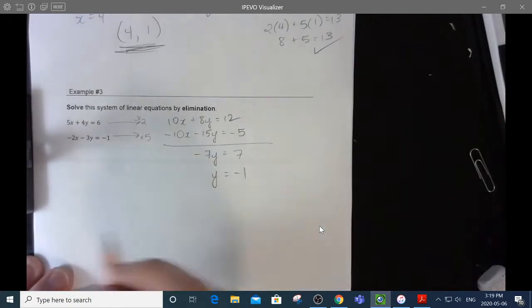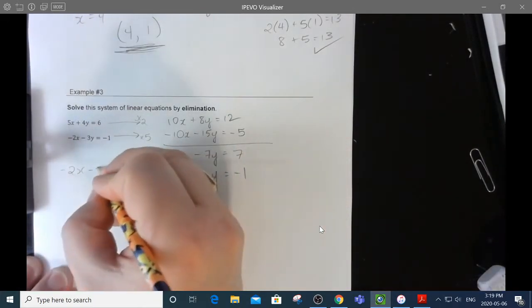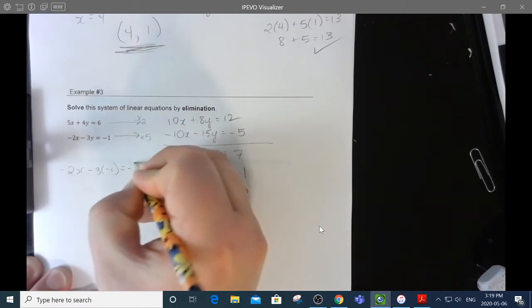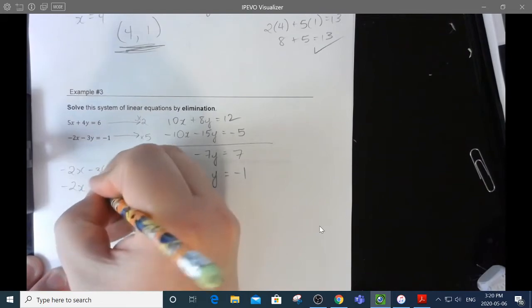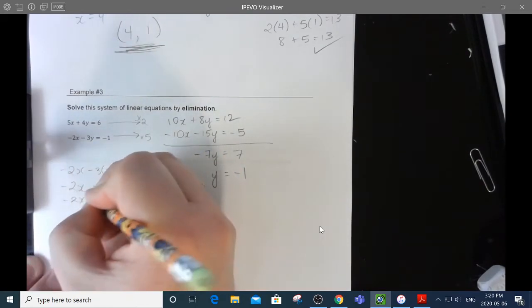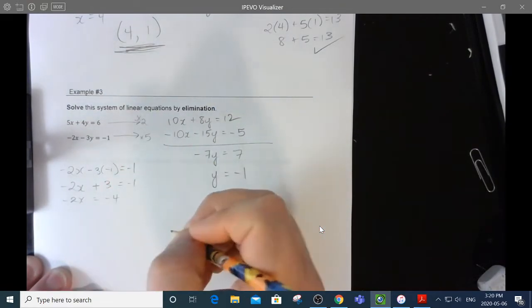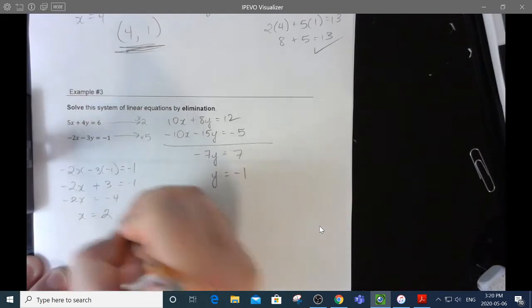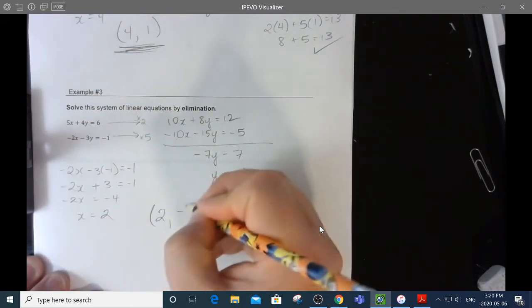Okay, I got to figure out what x is now, so I'll use the second equation. Negative 2x minus 3 times negative 1 is equal to negative 1. So negative 2x plus 3 is equal to negative 1. Negative 2x is equal to negative 4 when I minus 3 from both sides. So x is equal to 2. So I think the answer is 2, negative 1.